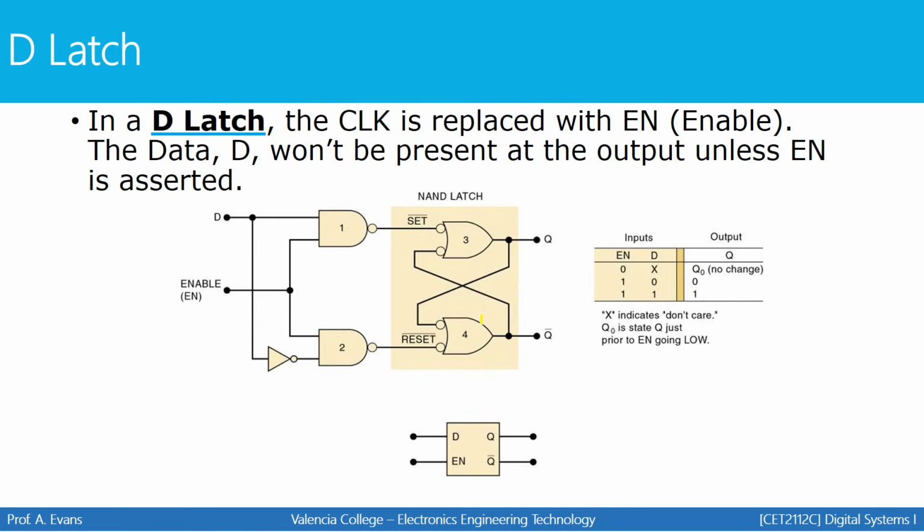You're also going to have a D latch, where the clock is replaced with an enable. The data won't be present at the output unless enable is asserted. So if you want to have a little bit more control over when the data is present at the output, you replace the clock with just an enable. So if this enable isn't 1, then the data does not go to the output.